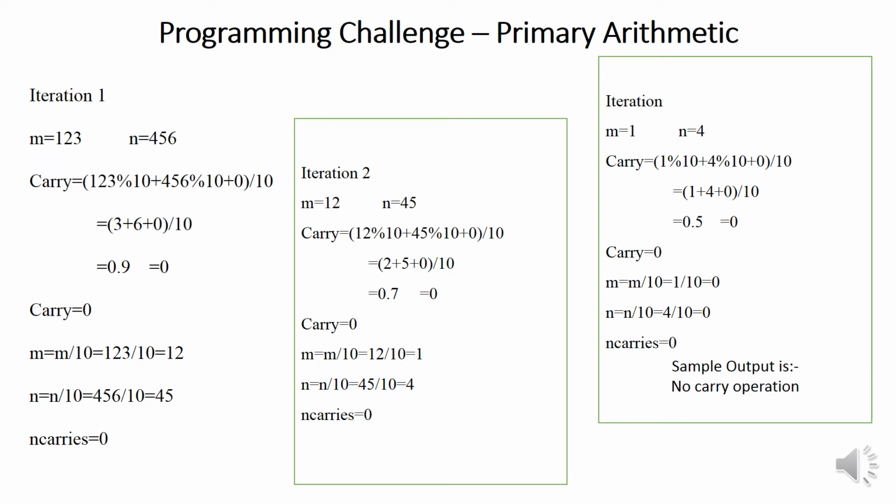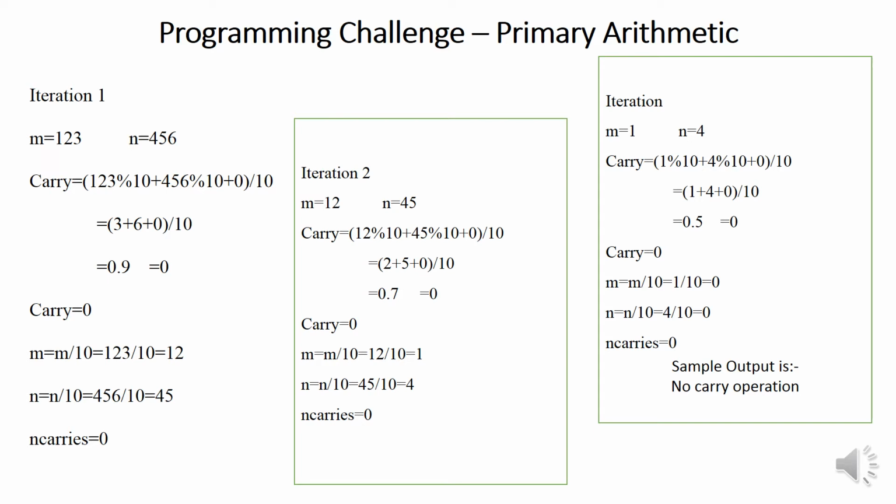So 3 plus 6 plus 0, that is 9, divided by 10. That is not the modulus, that is not the mod, that is only a division operation. When we divide this, we get 0.9, but the carry contains only 0 because we define carry as a variable of integer type. So you know very well, students, an integer does not store floating point values. It will only store 0, not 0.9. That's it. Okay.